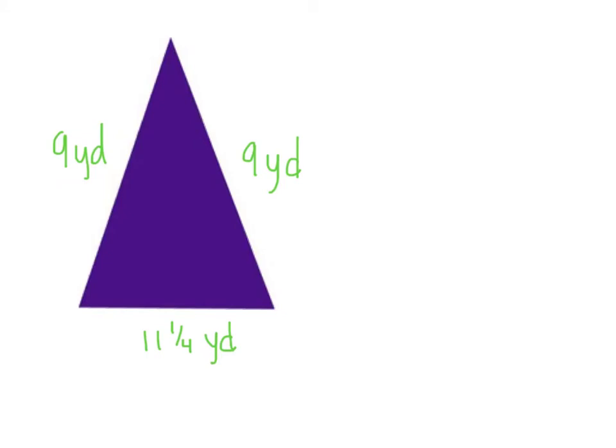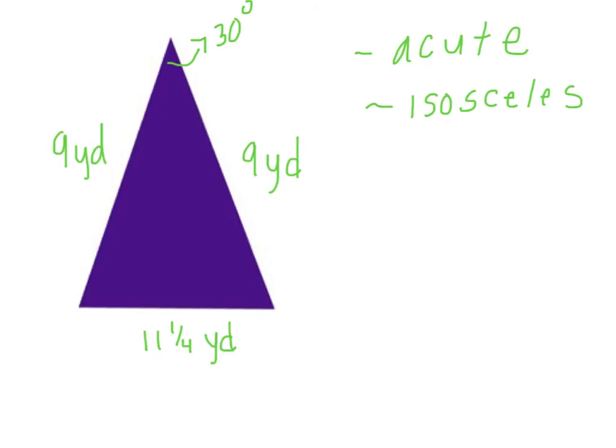I have one more example, and if I look at this example, I notice the distance for each side is given. And 9 is on this side and 9 is on this side. So these 2 sides are congruent. And because they're congruent, that tells me that it's an isosceles triangle. And I can also look at my angles and see that they are all acute. So I have an acute isosceles triangle here.